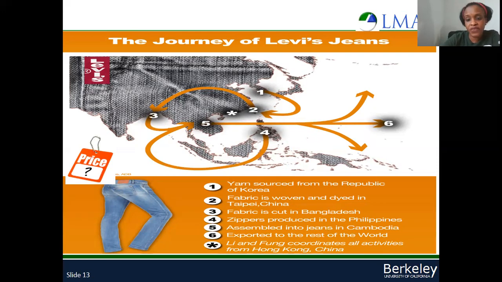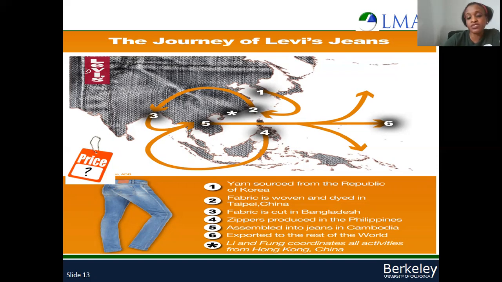Next is the Levi jeans, another crazy supply chain. Here, the yarns are sourced from Republic of Korea. Fabric is woven and dyed in Taipei, China. Fabric is cut in Bangladesh. Zippers produced in the Philippines. Assembled jeans in Cambodia. What a complex supply chain.